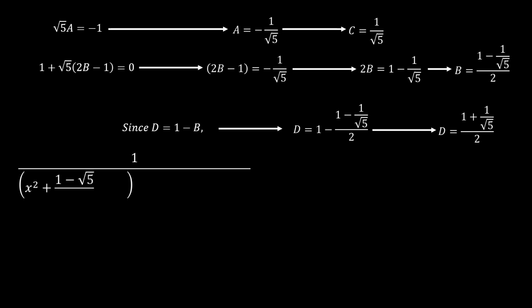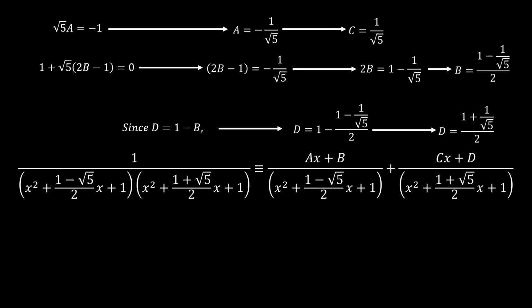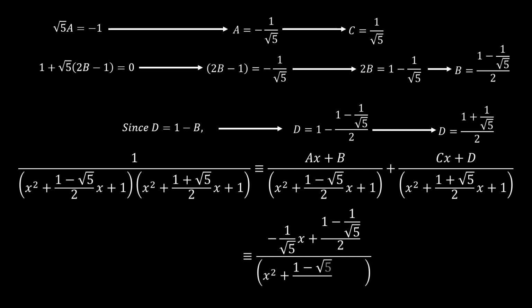The partial fractions that we're seeking to create are now attainable, since we know a, b, c, and d. A is negative 1 over root 5. B is the same as 1 minus 1 over root 5, over 2. C is the same as positive 1 over root 5. And D is the same as 1 plus 1 over root 5, over 2. So this is our partial fractions.